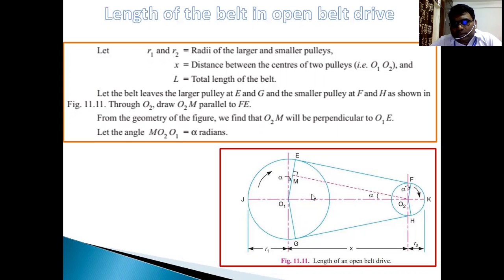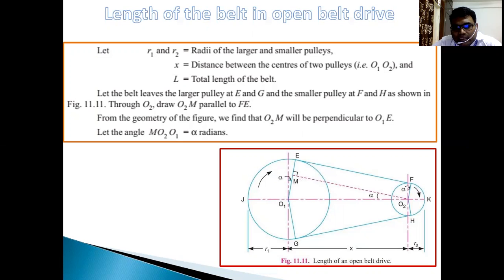To make this calculation easy, from the center of this pulley a line is drawn parallel to EF, which is perpendicular to the line O1E, and the point where it meets is called point N. We assume that point N. I think you are getting it now.